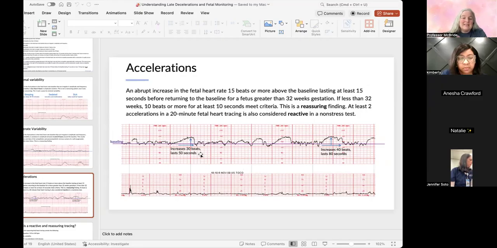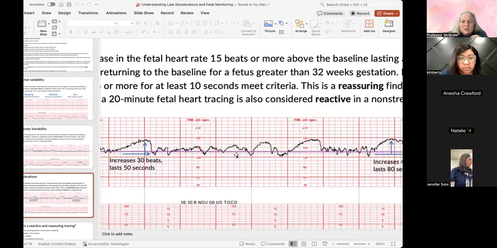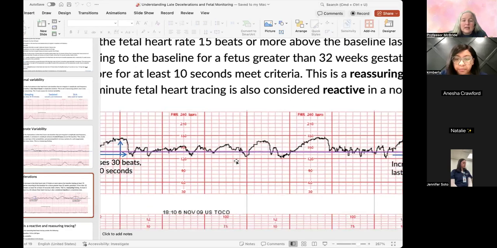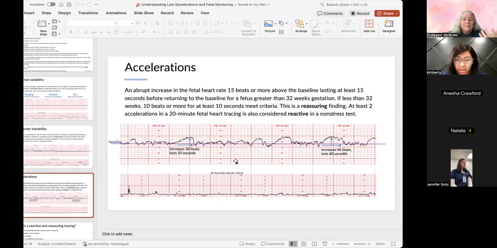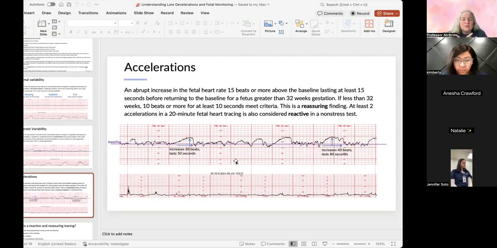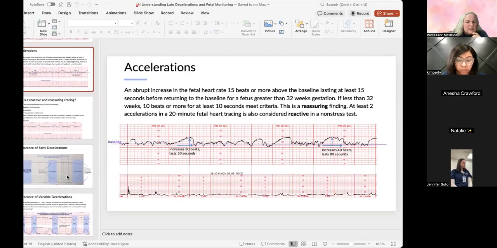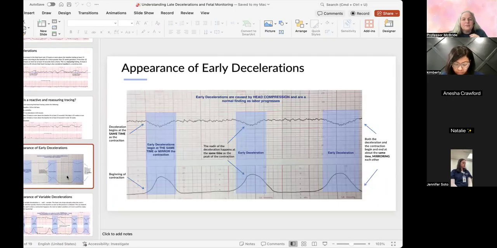A tracing like this right here, where we have a normal baseline, because if I zoom in and look, this baseline, here's 120, 130, 140. So this baseline's at about 140, so it's a normal baseline, moderate variability, accelerations. This is reassuring that this baby is doing well. Okay. Now, when we get into decelerations, let's look first at early decelerations.